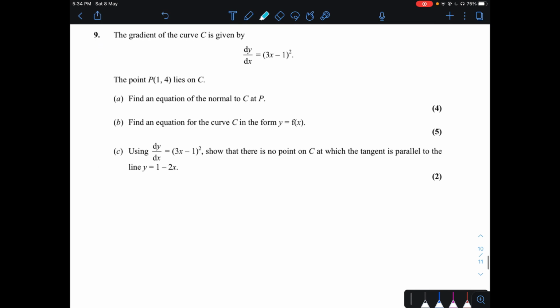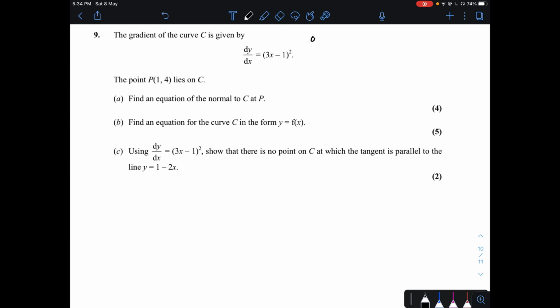All right, so move down to question number 9. We're almost done. There are 10 questions in this paper. Question number 9 says the gradient of the curve C is shown by this equation. The point P(1, 4) lies on C. Find an equation of the normal to C at P. Now, they've done half the job for us. They already found dy by dx.